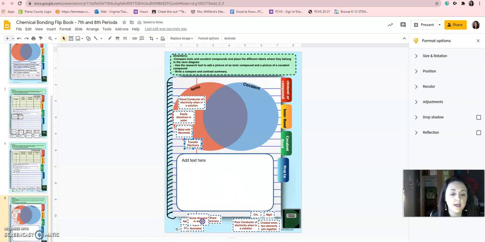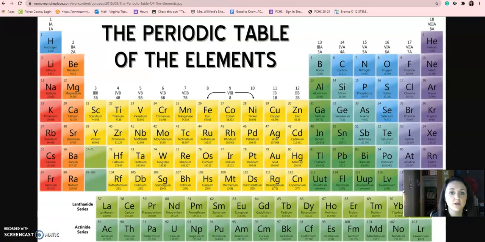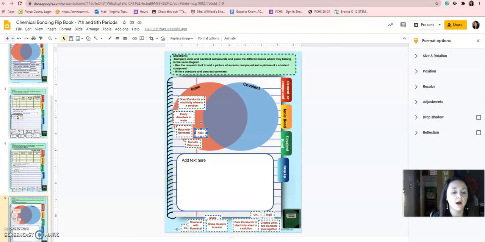And they can be NaCl as an example, because look, we've got sodium and chlorine. Sodium is your metal, chlorine is your nonmetal. That makes it ionic. It's got a metal in it. All right, now let's look at covalent.